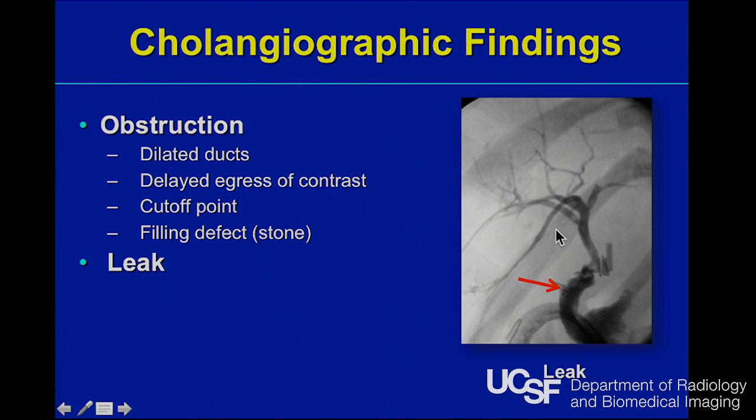Alternatively, you might be dealing with a leak. That's also a fairly straightforward diagnosis. Basically, you see contrast leaking out of a defect in the duct. This is, by the way, another example where you see low insertion of that posterior segment 6 and 7 duct directly onto the common hepatic duct. And you see leakage of contrast here. By the way, the common duct has also been transected in this particular situation, so it's obstructed and leaking at the same time.